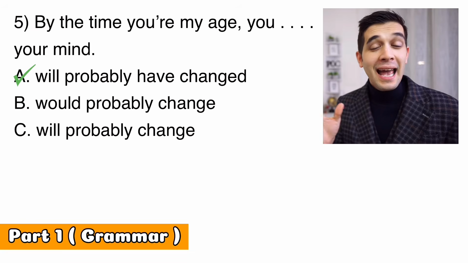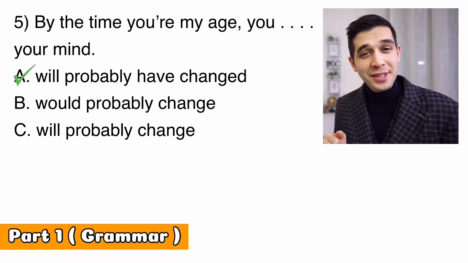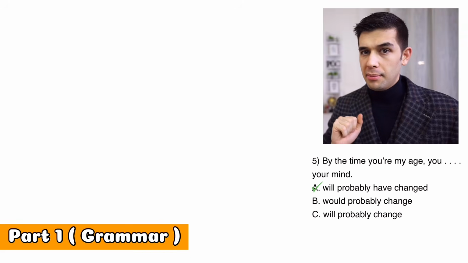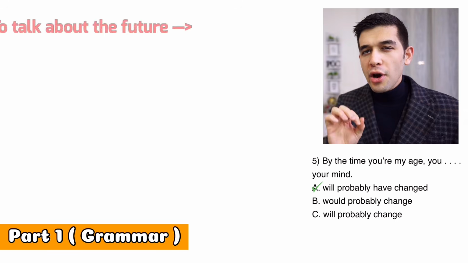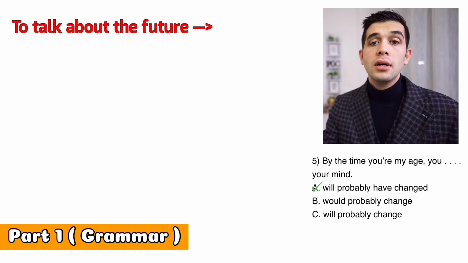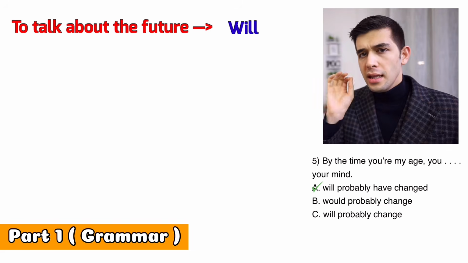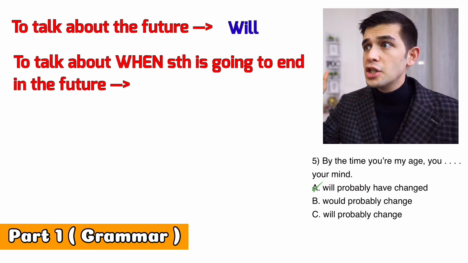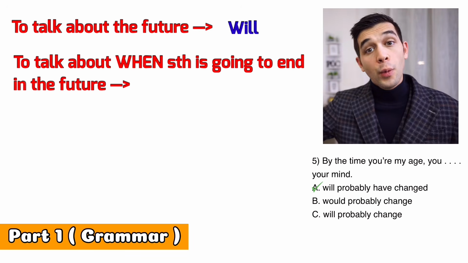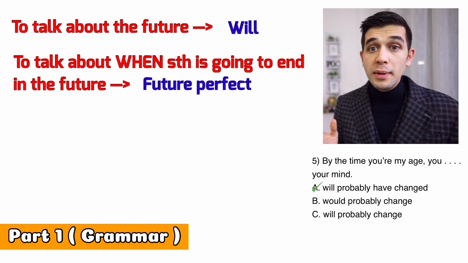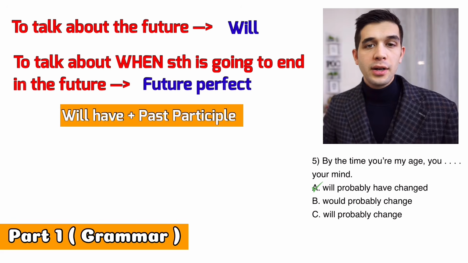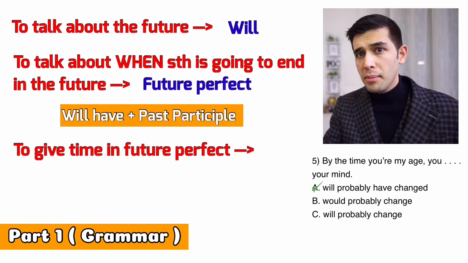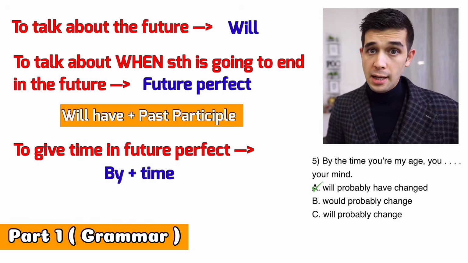You will probably have changed. Very interesting sentence, but why? Well, let me help you step by step. First, when you are talking about future, you use will. Now, when you are talking about when an action or activity is going to end in the future, we use future perfect, which means will have plus past participle. In future perfect, we give the time with the preposition by.